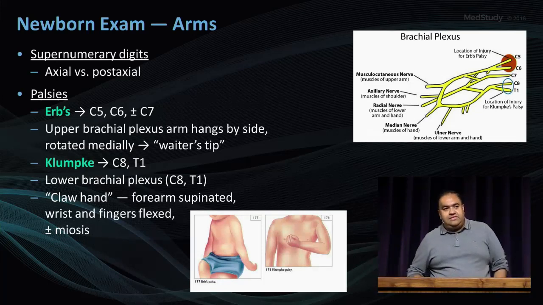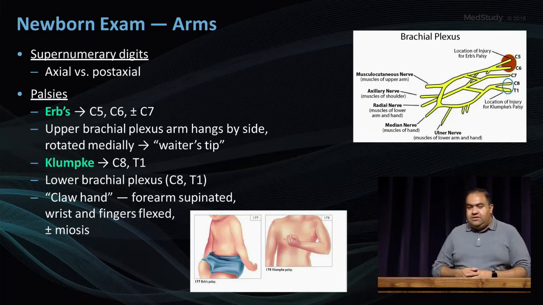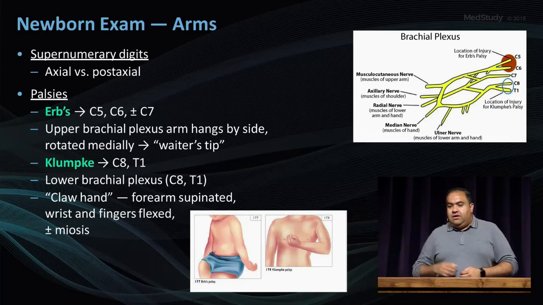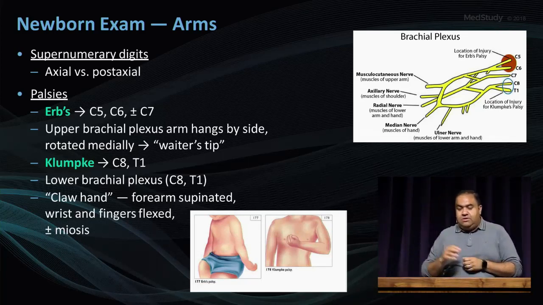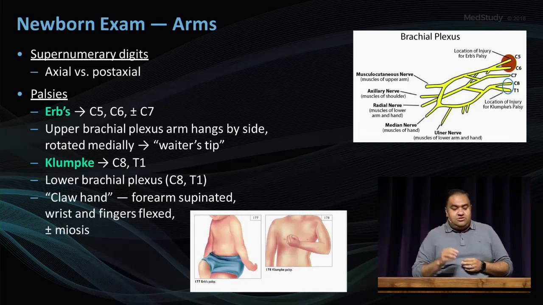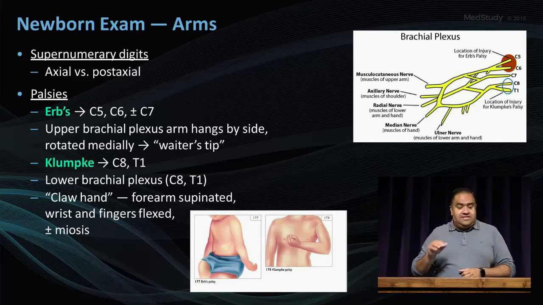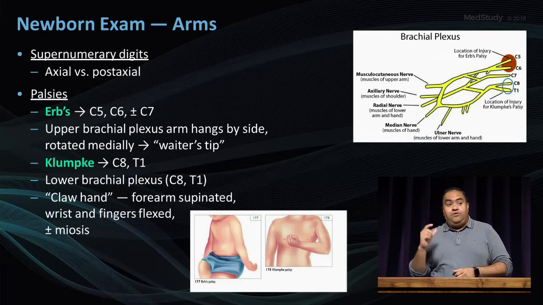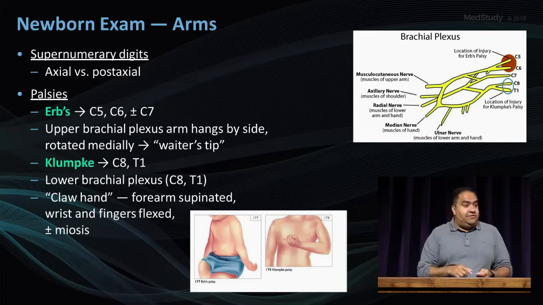All right, so brachial plexus, C5, 6, C7, C8, and T1. You have the upper limbs and you have the lower limbs. There are two types of palsies you should be familiar with: Erb's palsy, Erb's Duchenne, and Klumpke's. Erb's Duchenne, C5, 6, and 7. Remember, C3, 4, and 5 are the ones that innervate our diaphragm. So C5 is critical for breathing.